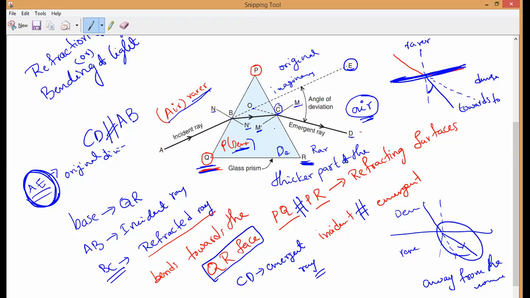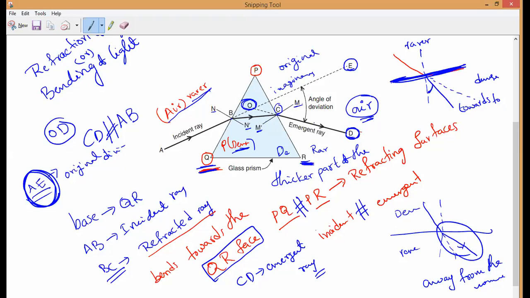But after passing through the prism, it deviates from its path and goes in the direction OD. This part from O to C is imaginary, so the total line is called OD. AE is this total line, the original path, and this is the deviated path, OD. That is what you should remember here.